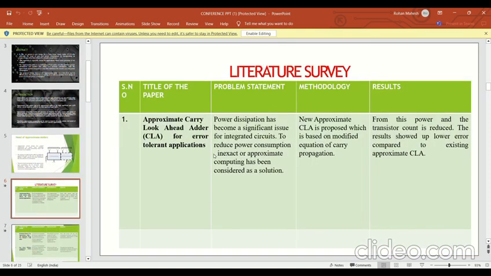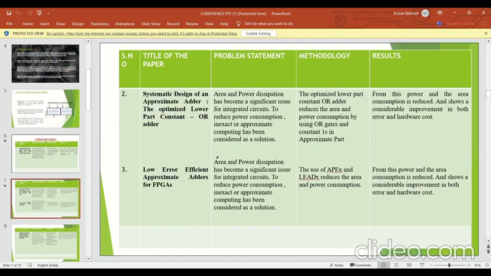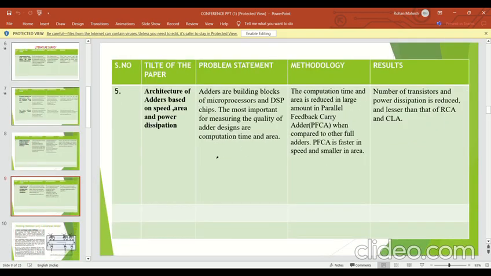And further, these are the literature surveys, all the papers we have used in this.